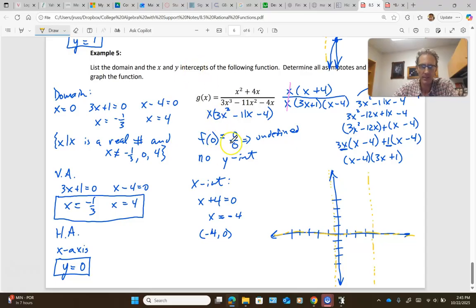Alright, well, there is no y-intercept, okay? And there's only one x-intercept, and it's at negative 4. So let's plot that one. The x-intercept is at negative 4, so it's right there.